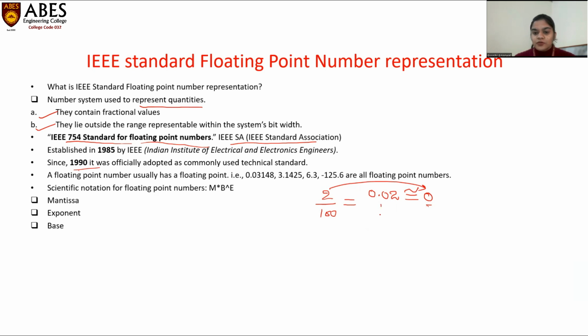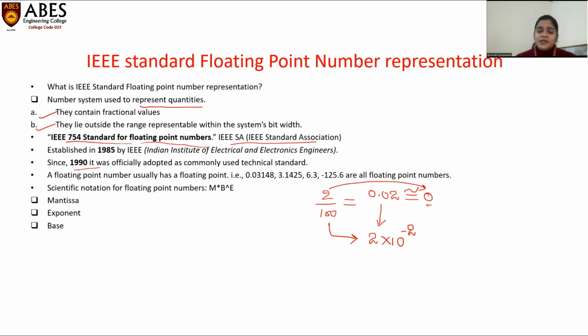So if I want to represent this value in the form of floating point numbers, I can write it as 2 into 10 to the power minus 2. So this is equivalent to 2 by 100. Nowadays, any fractional values are represented in the form of floating point numbers. You can have a few examples like the speed of light, or the age of the universe, or the speed of electrons. Everything is now represented in the form of floating point numbers.